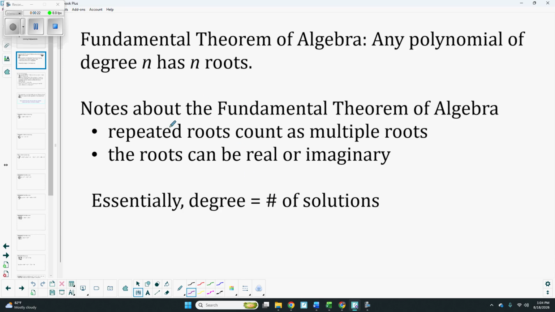Some important notes: repeated roots count multiple times. So if x minus 2 and x minus 2 were both factors, x would equal 2 twice. So that would be 2 different roots. And the roots can be real or imaginary. So essentially, degree is the number of solutions, real or imaginary.